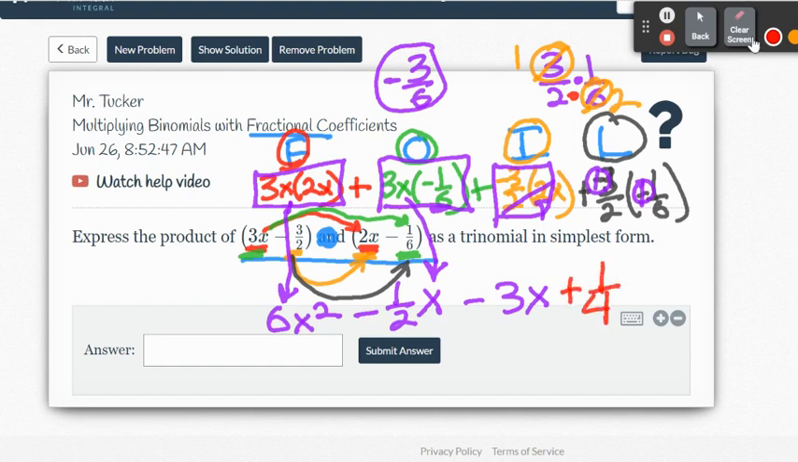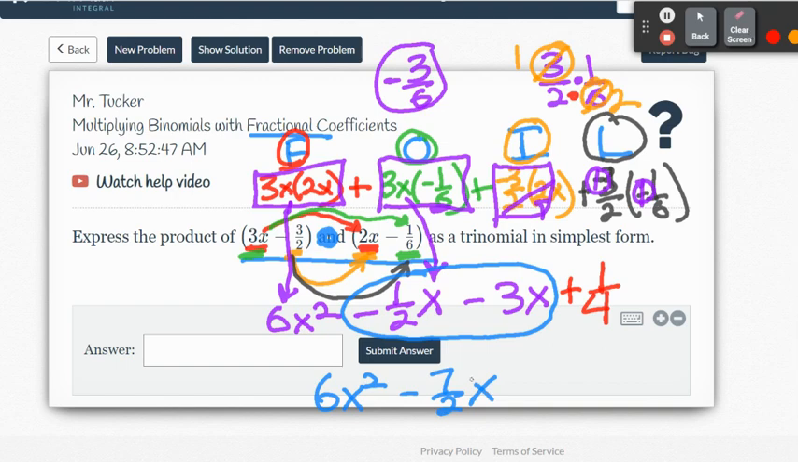The only thing I have to do to finish is figure out what negative 3 and negative 1/2 combine to be, because I need to put the x's together, all my like terms. So 6x squared. And then we're not going to do a mixed number with that. You could do 3.5, I suppose. But negative 7/2 x is what I think you want to go with, plus 1/4.